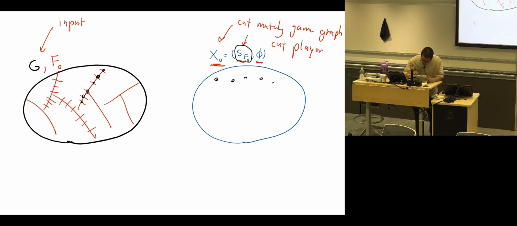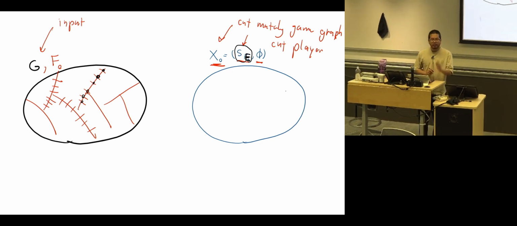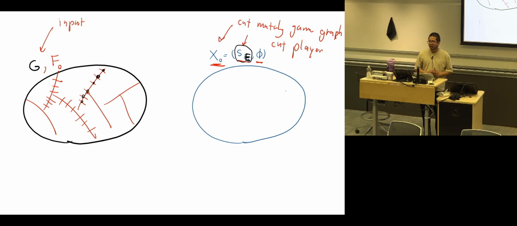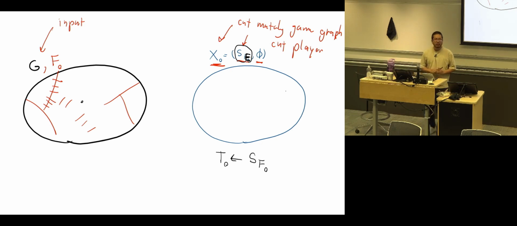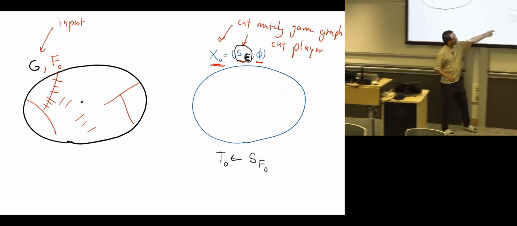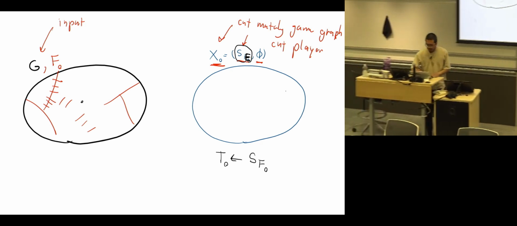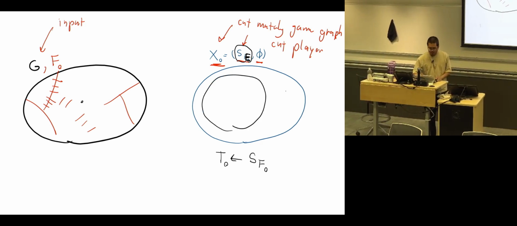Actually, no. It should be a split node for every edge. For every edge, we create a split node for it. But the first active set is going to be the active set for F naught, the split nodes for F naught. So the first active set is not everything. It's just some set here.